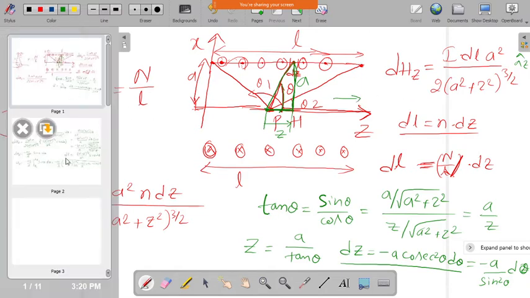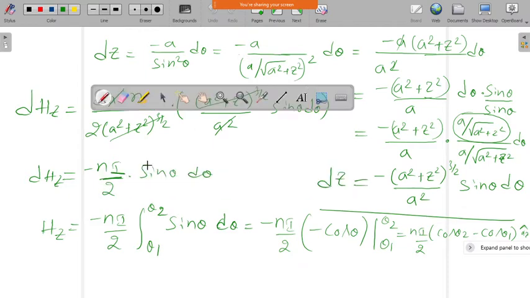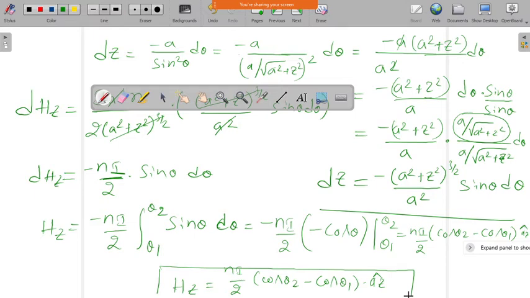So if I write the expression for Hz, it will be Hz equal to n I by 2 into cos theta 2 minus cos theta 1 into az. This is the expression for Hz of the solenoid which has n number of turns and radius a. Now note down here that it depends only on the number of turns and the length, irrespective of the radius. Whatever radius you take, it depends only on the number of turns and the length.